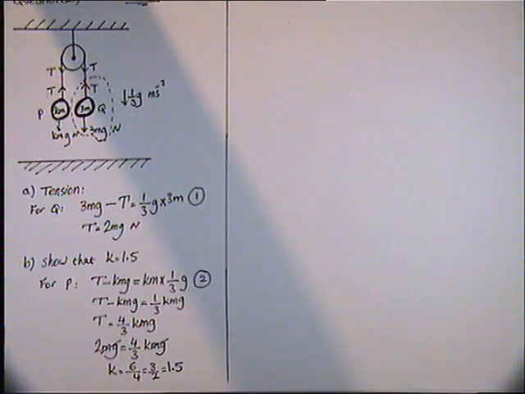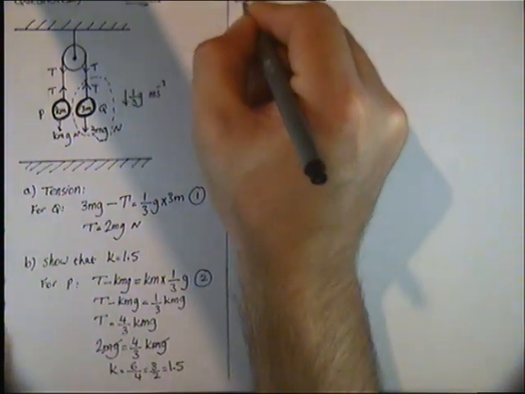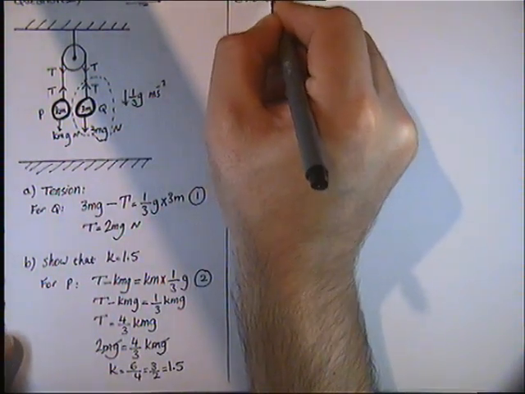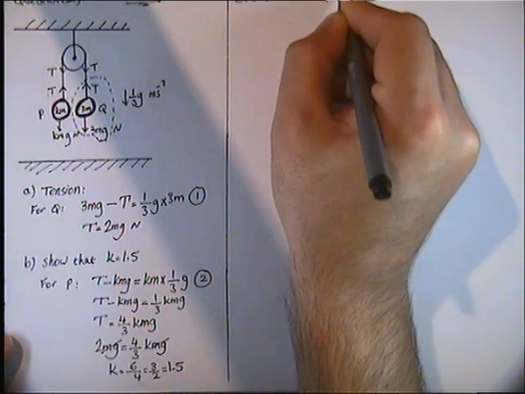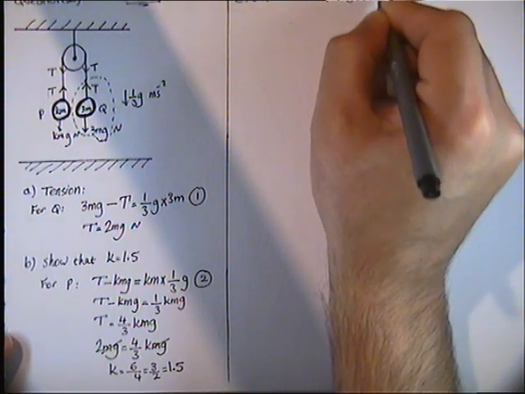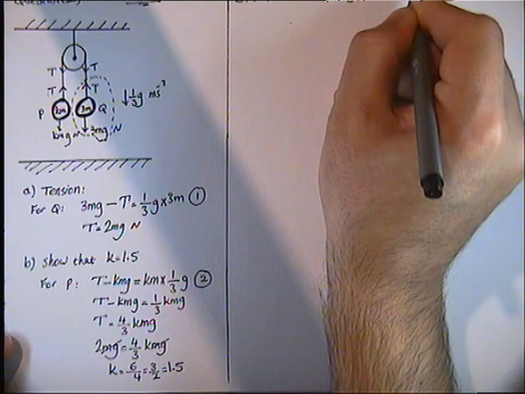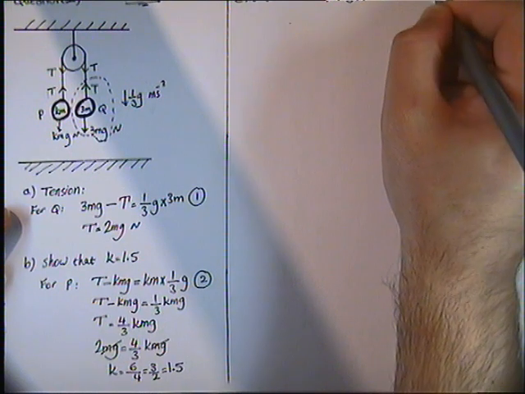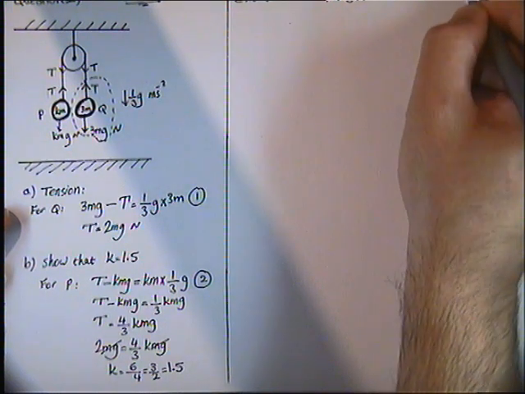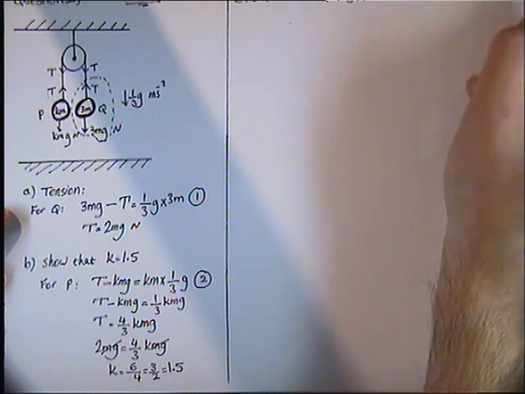So for part C, it says state how you have used the information that the pulley is smooth. I mentioned this when I was reading out the question. Because the pulley is smooth, there is no friction.